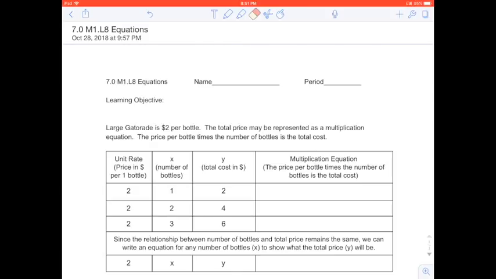You should have your worksheet, 7.0 Module 1, Lesson 8, Equations. And, oh, that's white. That's erase. We'll put our names on here. Go ahead and do the same.